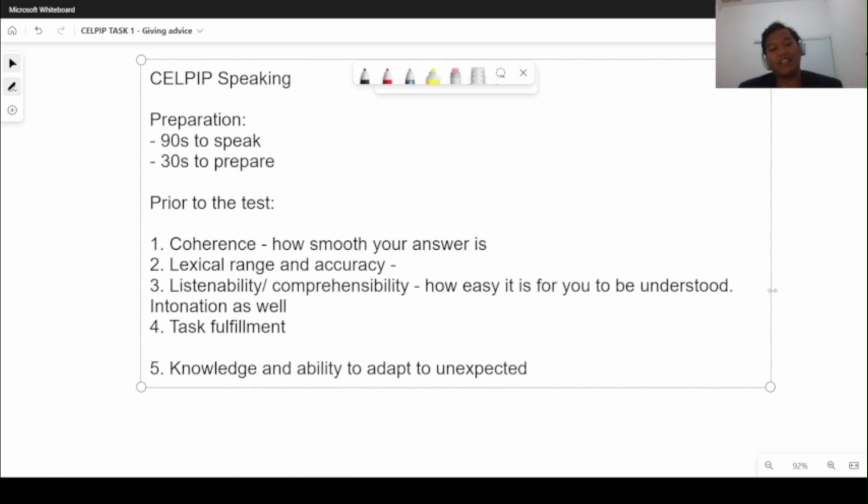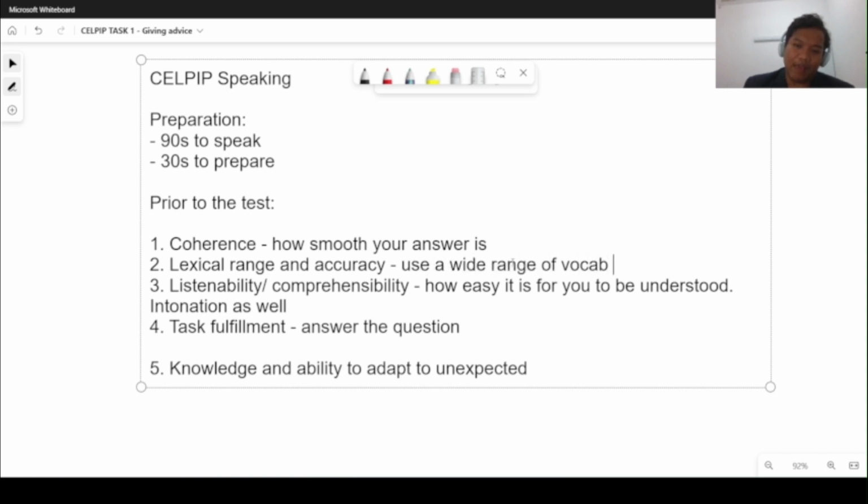Lastly is task fulfillment, right? So what does task fulfillment mean? Well, basically answer the question, do not stray away from it. If you get asked a question about health, focus on health. If you get asked a question on advice, focus on giving advice. Don't go around and start to go too deep into the personal life of that person or anything else that's not mentioned in the question, basically, right? So answer the question. And I forgot to write about the lexical range and accuracy. So use a wide range of vocab correctly. That's just another way to put it.